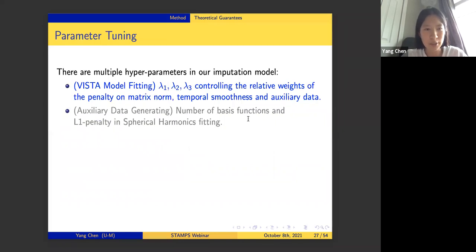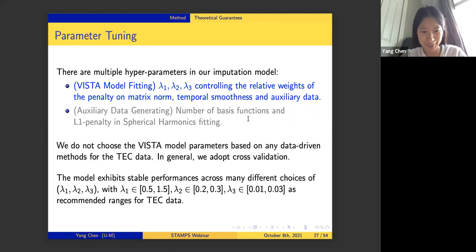Talking about tuning parameters, there are two different sets of tuning parameters that we need to tune for this particular algorithm. And here, I also want to highlight the advantage of our algorithm. For the VISTA model fitting, we have tuning parameters which are related to the three different penalty terms: the matrix norm, temporal smoothness, and auxiliary penalty. What is interesting is that our method is quite robust as long as those three tuning parameters are within a particular range, and is not sensitive at all as you move across the region that we identify.